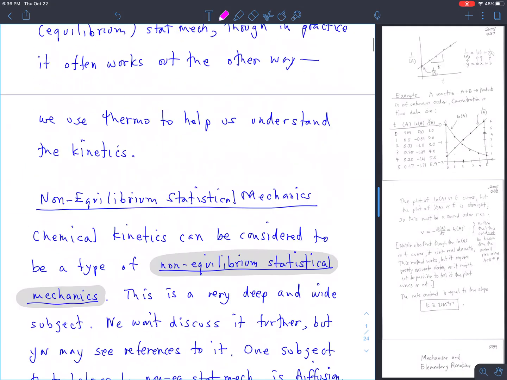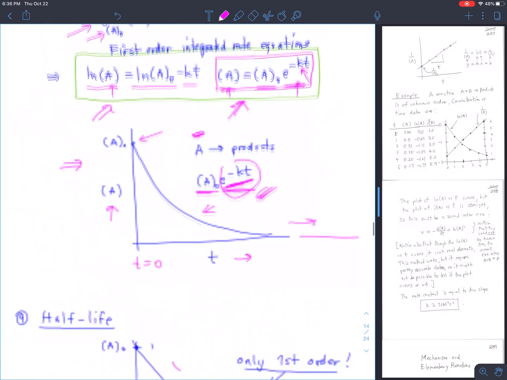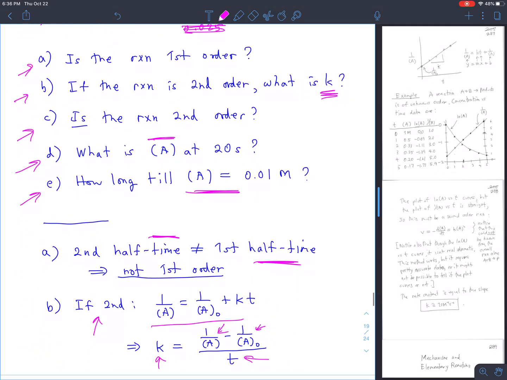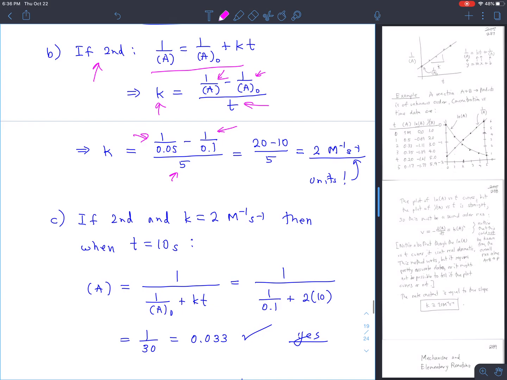Oops, I somehow messed things up. Let's go back. Yeah, here we are. But in this case, I get 1 over 0.05 is 20, 1 over 0.1 is 10, so 20 minus 10 over 5, that's 2.